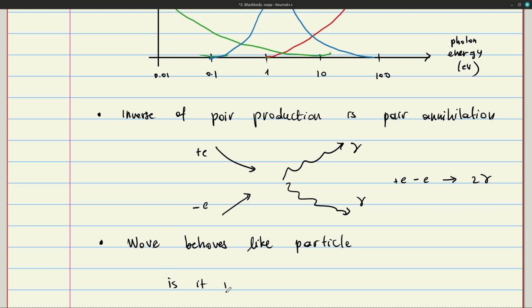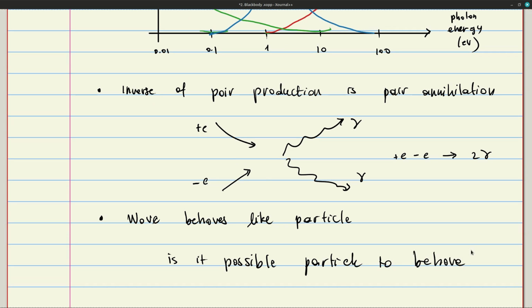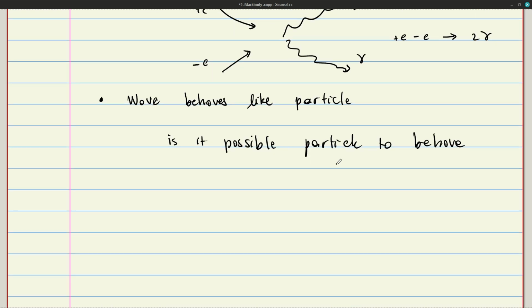Is it possible for particles, for example, objects with mass, billiard balls or baseballs, to behave like waves? And the answer will be yes, and we are going to call them matter waves. Matter waves. And we are going to consider them in the second hour.